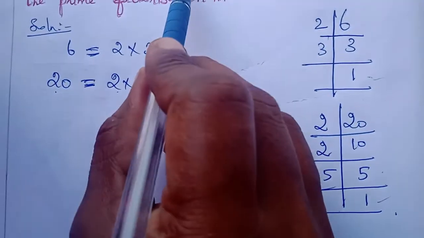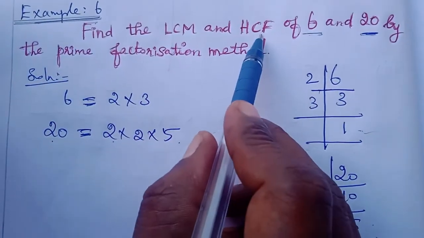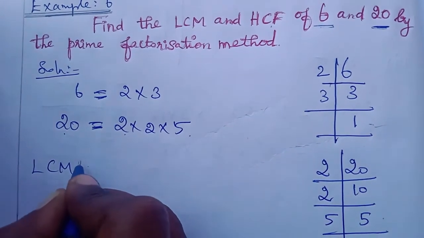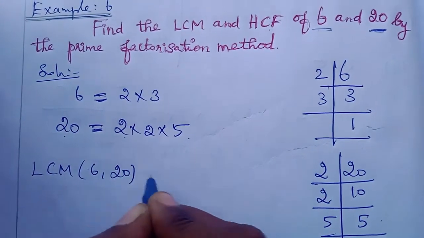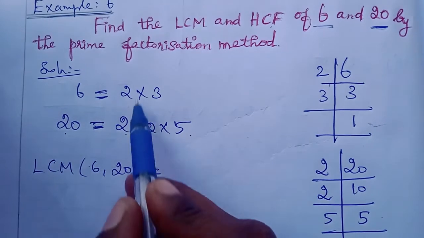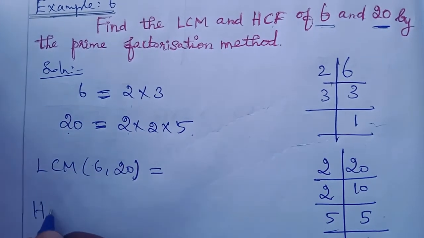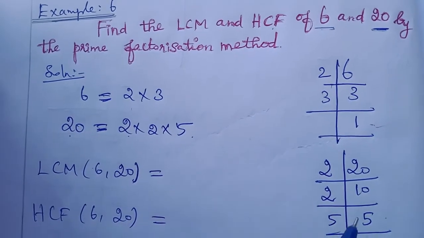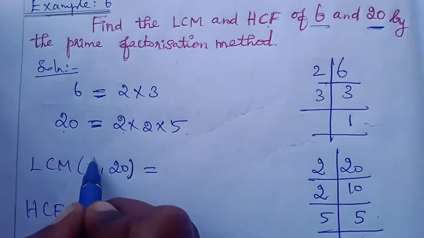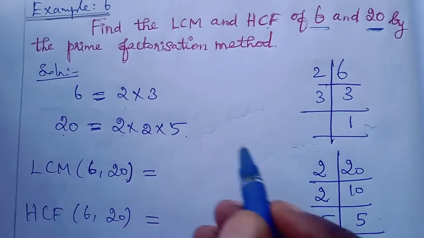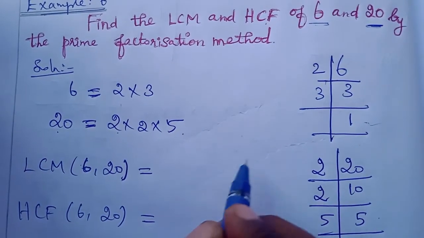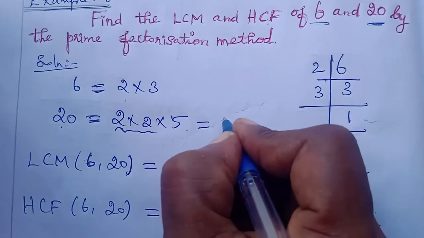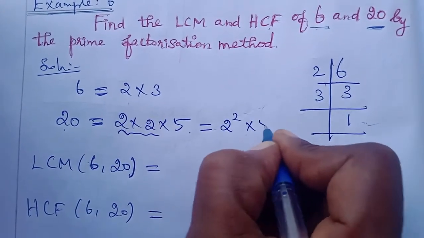Okay, now we have to find out the LCM and HCF. That only we have to find, right? So first one, LCM of 6 and 20. For these two numbers, what is the LCM? In the same way, what is the HCF of 6 and 20? These two only we have to find now. See, for LCM, we have to write the highest number. Before that, you just write here: 2 are there, right? So 2 square into 5.